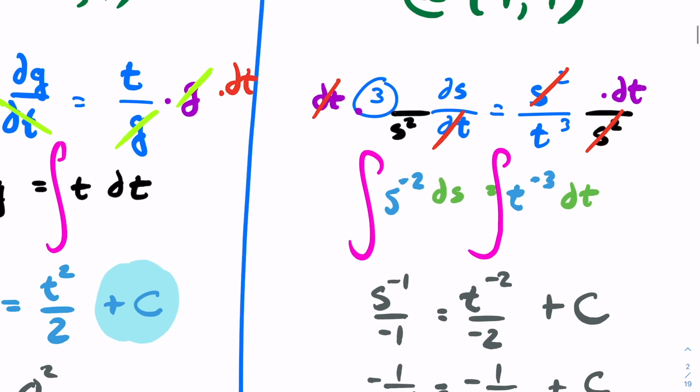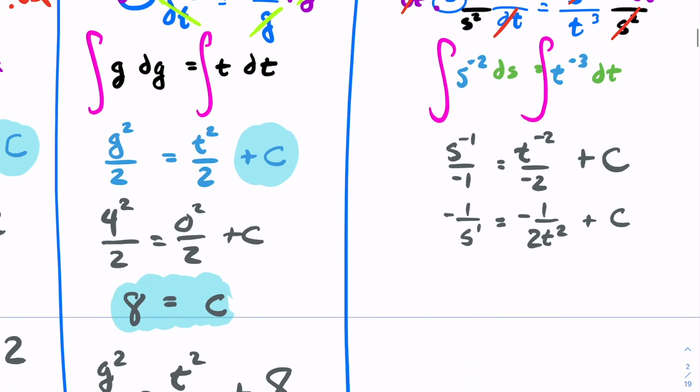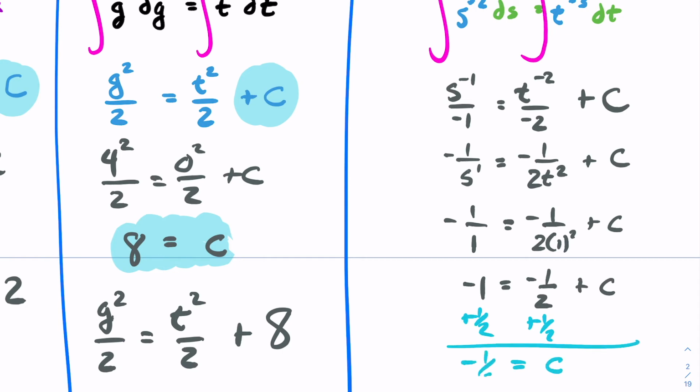All right, so we have the conditions that t is 1 and s is 1. So when I plug that in, I end up getting negative 1 over 1 equals negative 1 over 2 times 1 squared plus c. If I clean that up, I get negative 1 equals negative 1 half plus c. And if I add 1 half to the other side, c comes out to negative 1 half if you do your math.